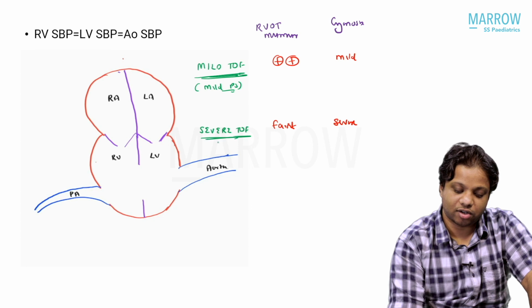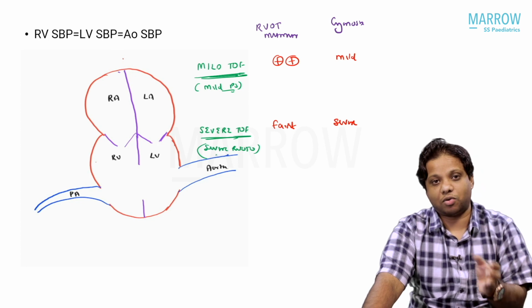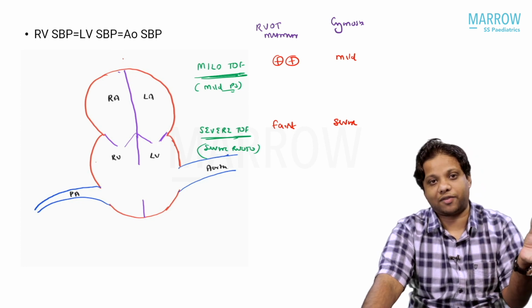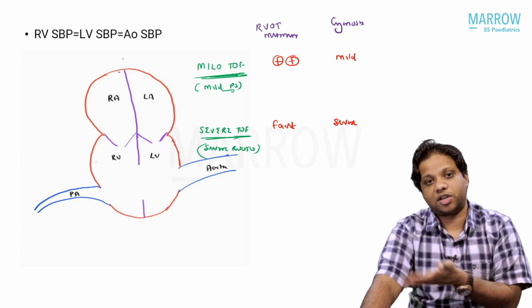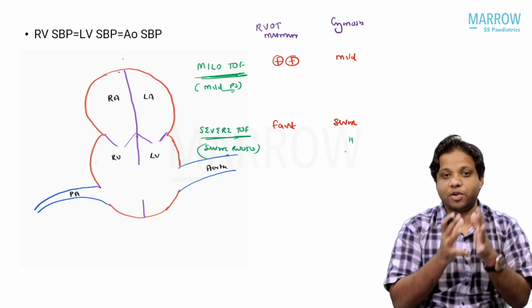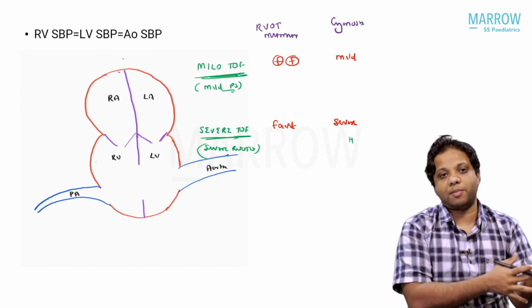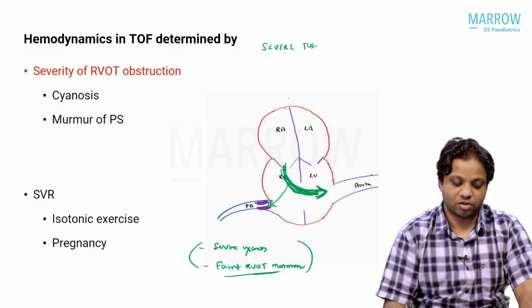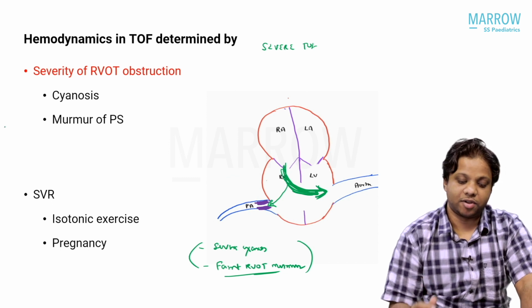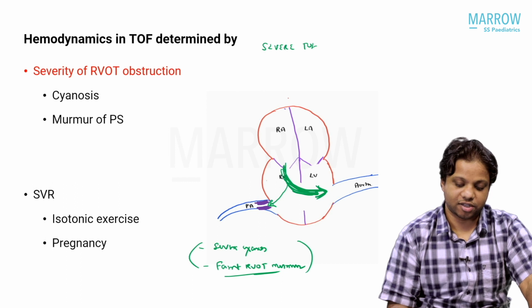We're talking about severe TOF, which is severe RVOT obstruction. You will have a faint RVOT murmur because only a small quantity of blood goes through the RVOT while the blood is mostly shunted to the left system. So the cyanosis is going to be severe. That is why I told you, whenever you have a very prominent RVOT murmur, you will have mild cyanosis. No murmur, you can have severe cyanosis. So keep this in mind. Very important relationship. They'll ask you, the murmur and the cyanosis are inversely proportional to each other.